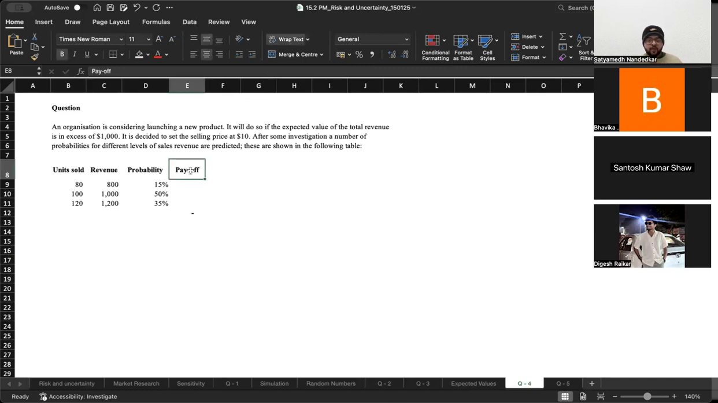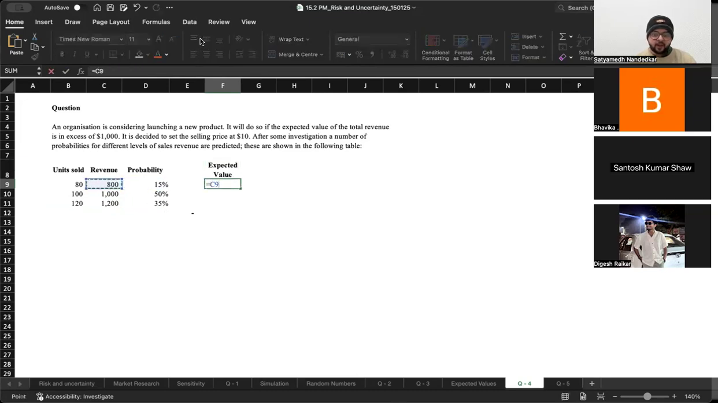Units sold 80, रेवेन्यू 80 इंटू 10 दैट इज 800. 80 यूनिट सेल का प्रोबेबिलिटी कितना है? 15%. 100 यूनिट सेल का प्रोबेबिलिटी कितना है? 50%. 120 यूनिट सेल का प्रोबेबिलिटी है 35%. सो व्हाट इज द एक्सपेक्टेड वैल्यू? एक्सपेक्टेड वैल्यू इज आउटकम इनटू प्रोबेबिलिटी ऑफ आउटकम.